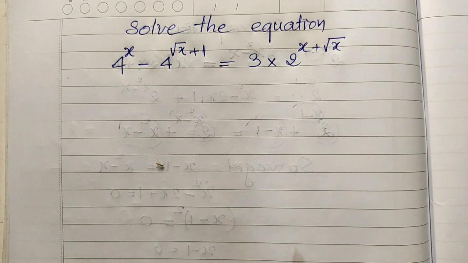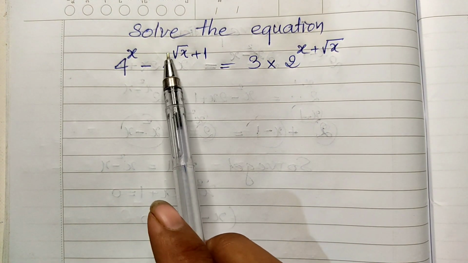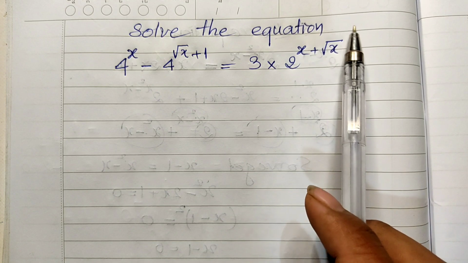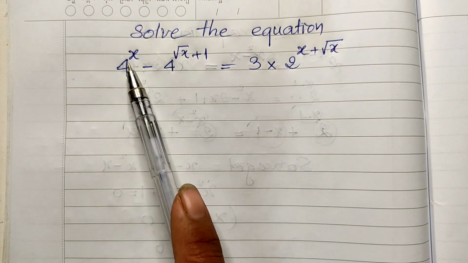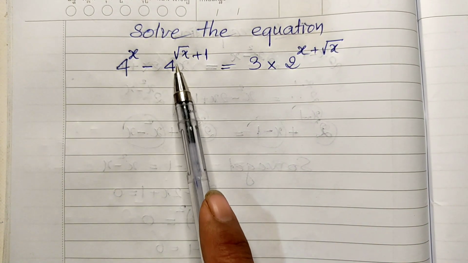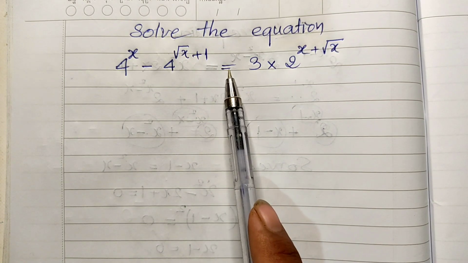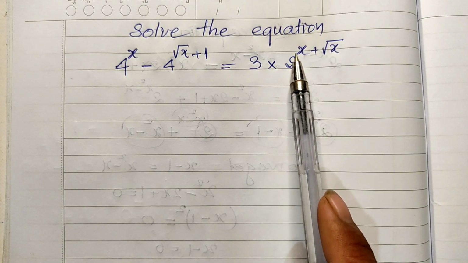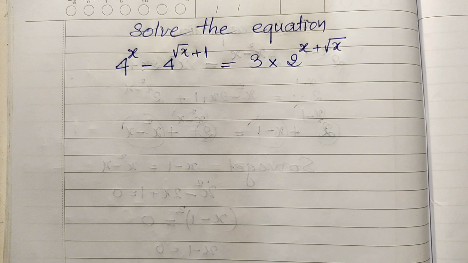Today I have one exercise on paper. Solve this equation. The exponential equation is 4 power x minus 4 power square root of x plus 1 equals 3 times 2 power x plus square root of x. Do you know how to solve this? If you know, please do it.